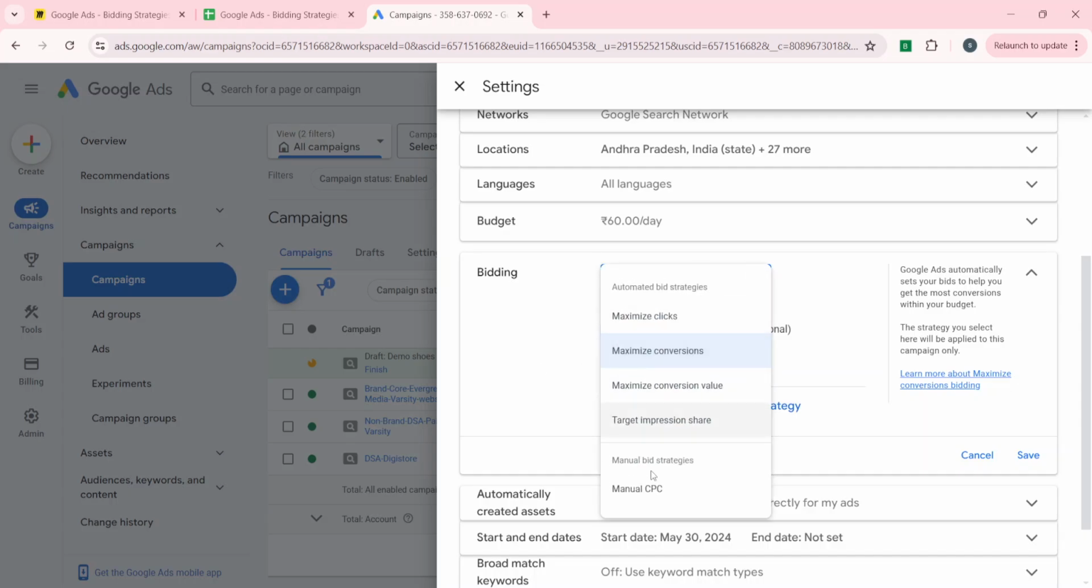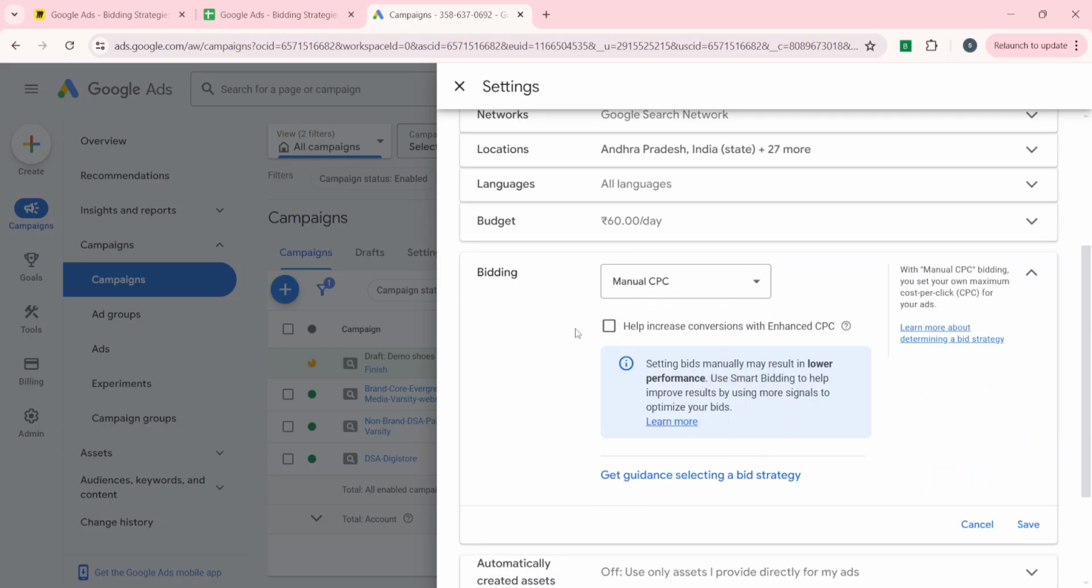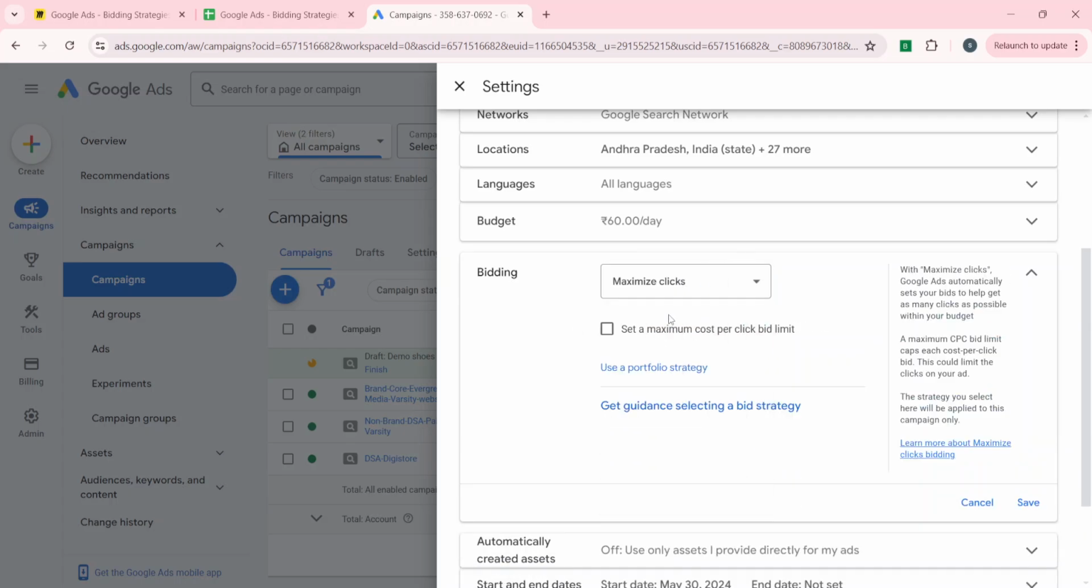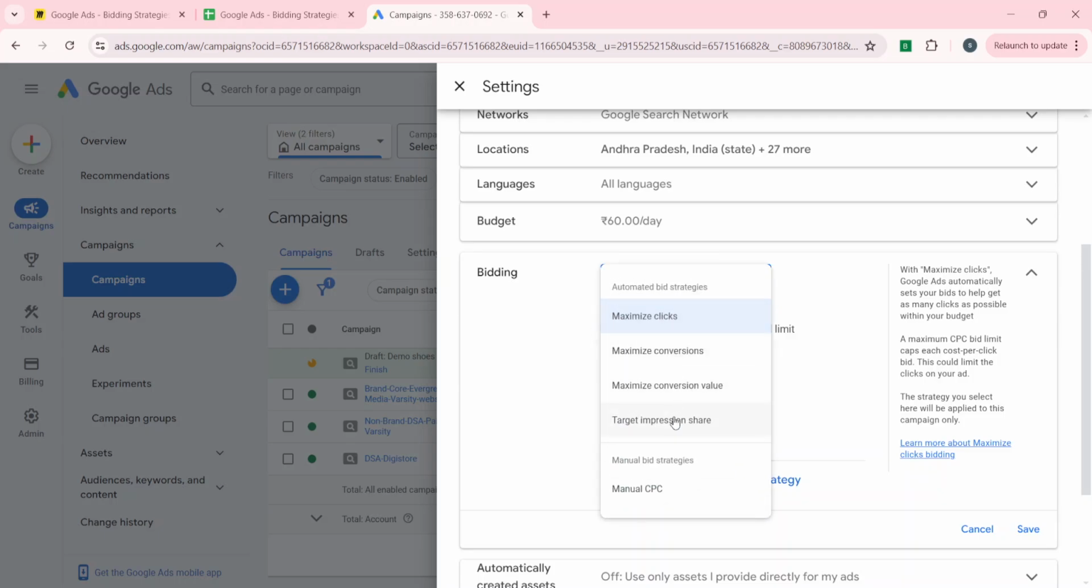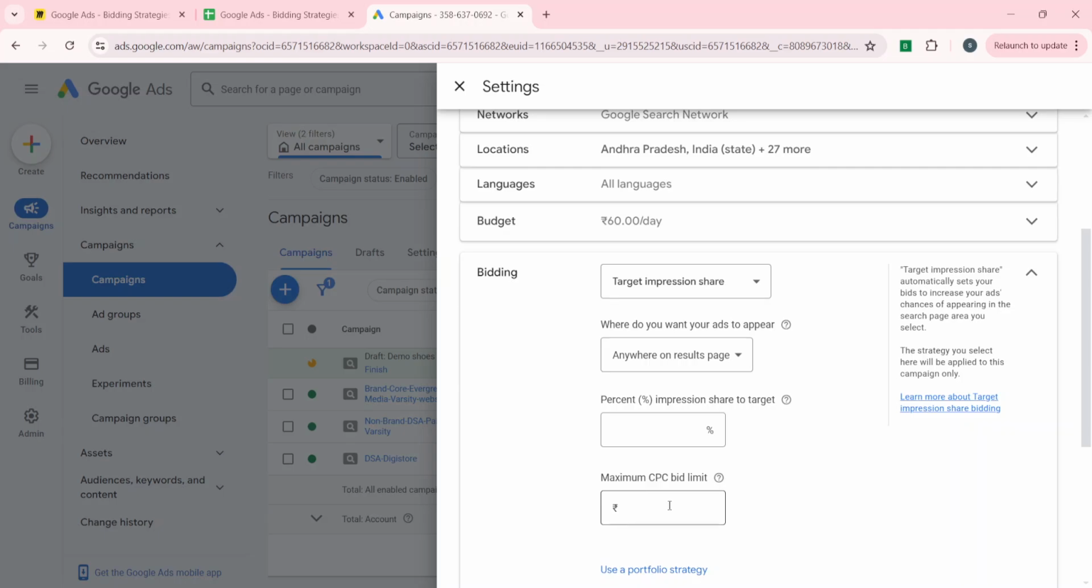Similarly, in manual CPC, we give bids, right? And in maximize clicks, there is a limitation that we can set. That is, we can set a maximum CPC bid limit. And in target impression share also there is a limit. You can set a maximum CPC bid limit, saying please follow this instruction. Like if I say 10 rupees, then don't bid more than 10 rupees for any auction.